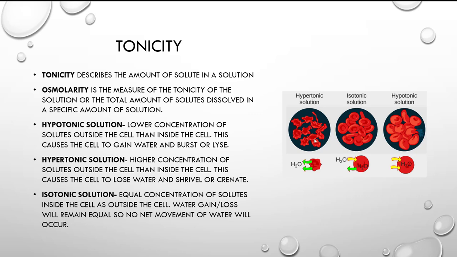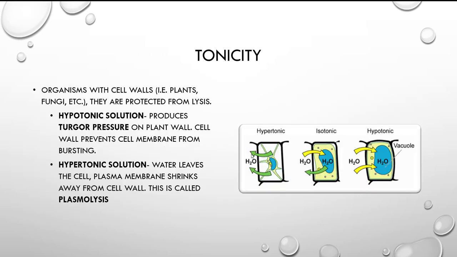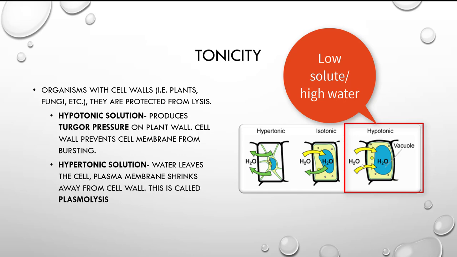All right, so we've looked at the consequences of these solutions for our animal cells. Let's see what happens when we place plant cells in these solutions. There are some differences because plant cells have cell walls. And because they have cell walls, they act a little differently. So when we place a plant in a hypotonic solution, remember hypo is low solute, high water. That's when the water is going to want to enter the cell.